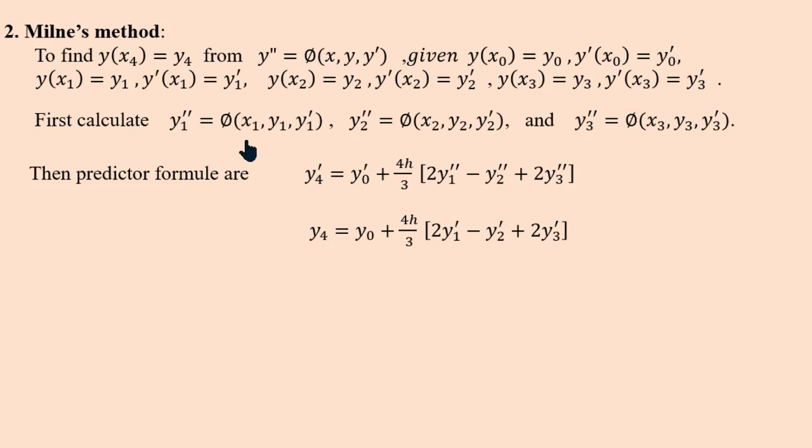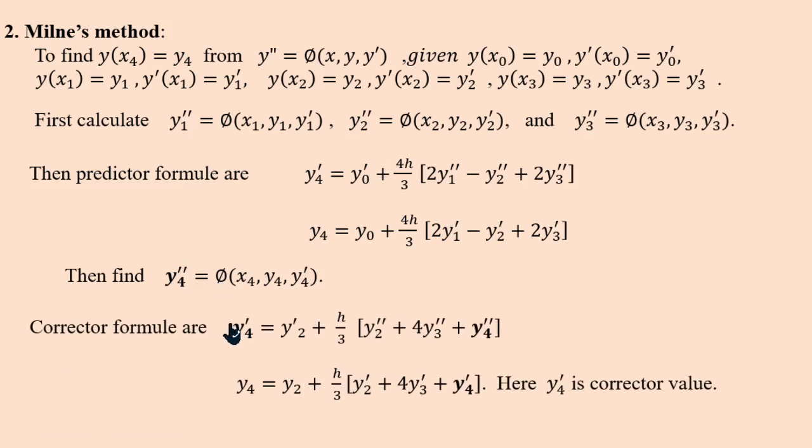Substitute the values, find y4 dash and y4, and use these values y4 dash and y4 in this y double dash to find y4 double dash. So y4 double dash becomes phi of x4, y4, y4 dash. Y4 and y4 dash we just calculated. Substitute here. After calculating y4 double dash, use the corrector formula. That is y4 dash is y2 dash plus h by 3, y2 double dash plus 4 y3 double dash plus y4 double dash, and y4 is y2 plus h by 3, y2 dash plus 4 y3 dash plus y4 dash.